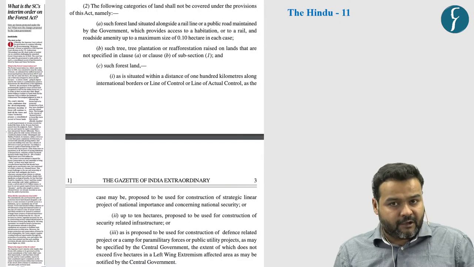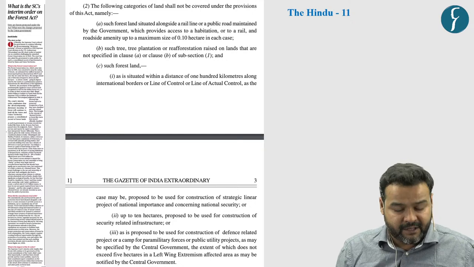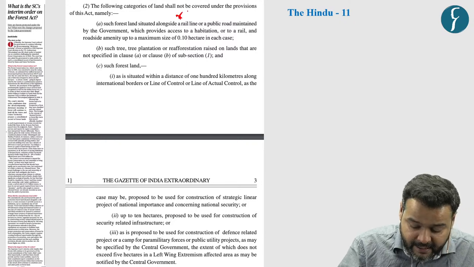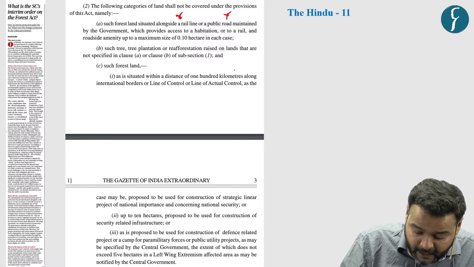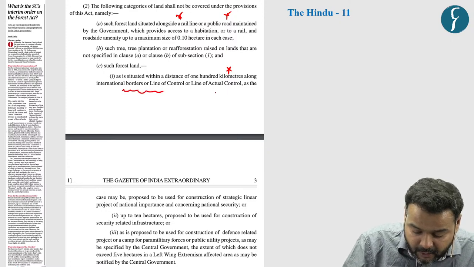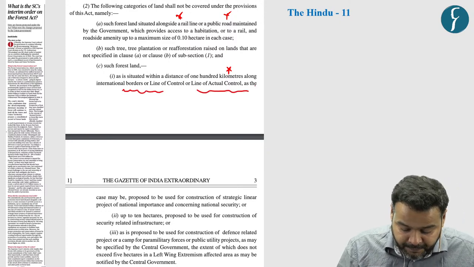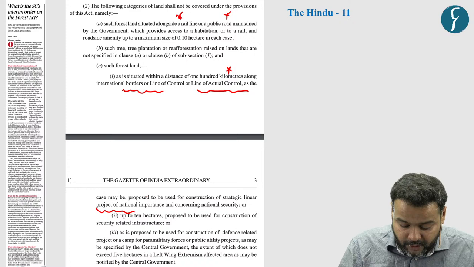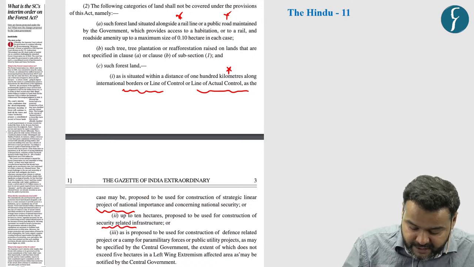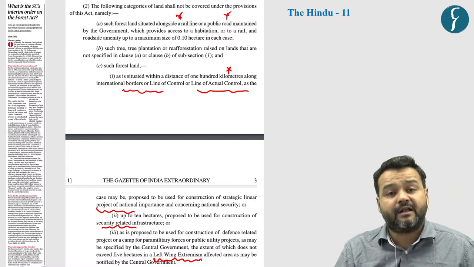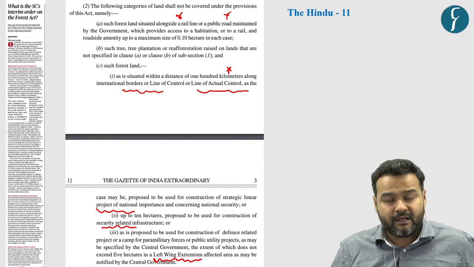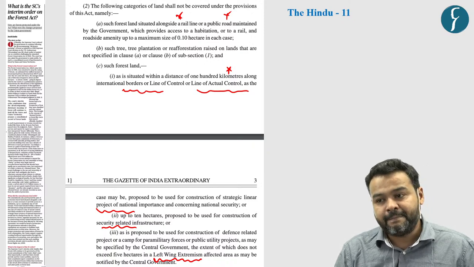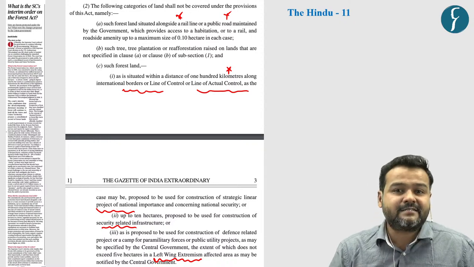Here is a glimpse of these things. You can read this in the PDF. They have given exemptions like along rail line, public road, and 100 kilometer along international border, line of control, line of actual control, construction of strategic linear projects, as we discussed. Further, they talk about security-related infrastructure and construction and use conversion in non-forest use in left-wing extremist areas. All these exemptions were provided, but people contested these arguments.